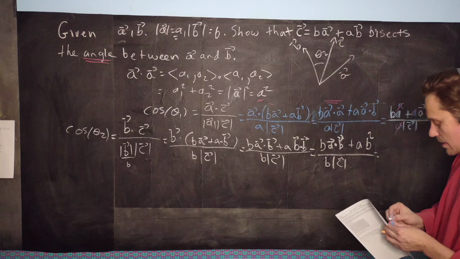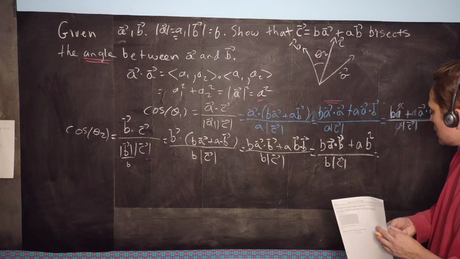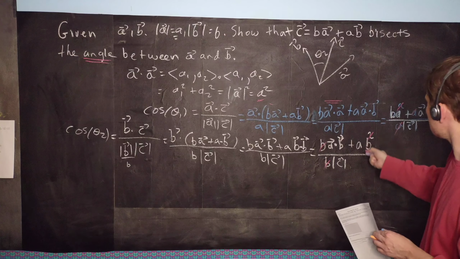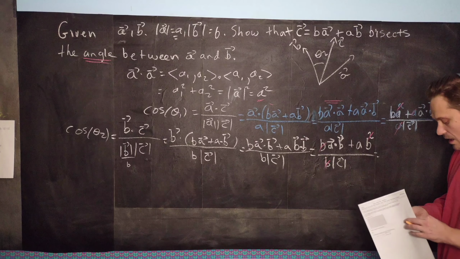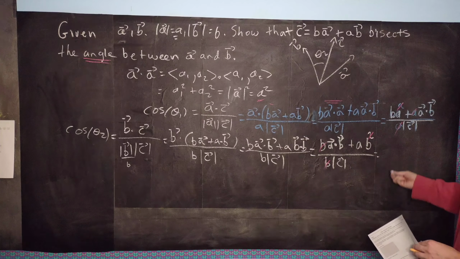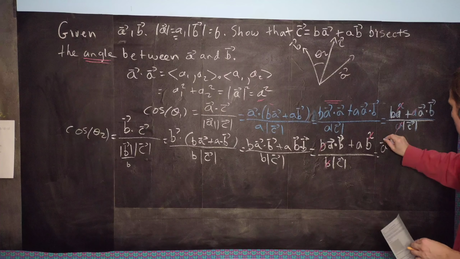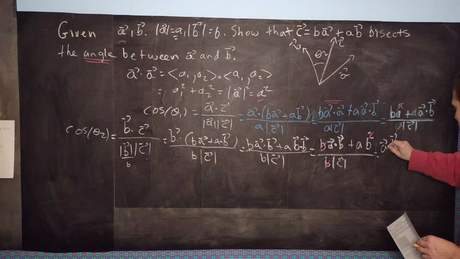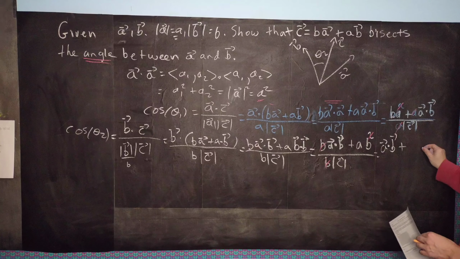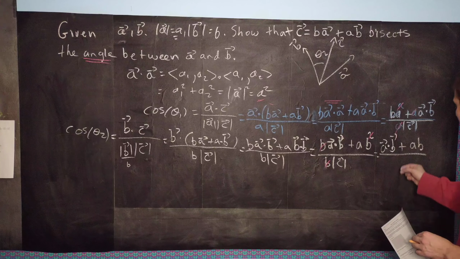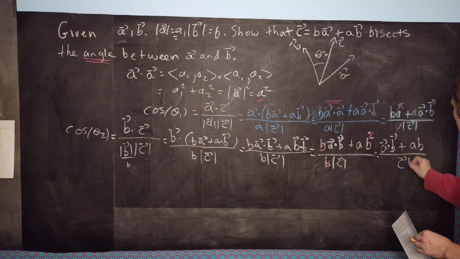And now, of course, what do we do? Well, cancel this, and then cancel this. So that means at the very end, what we have left over is A dotted with B, like this, plus this A, B, hanging over the magnitude of C.